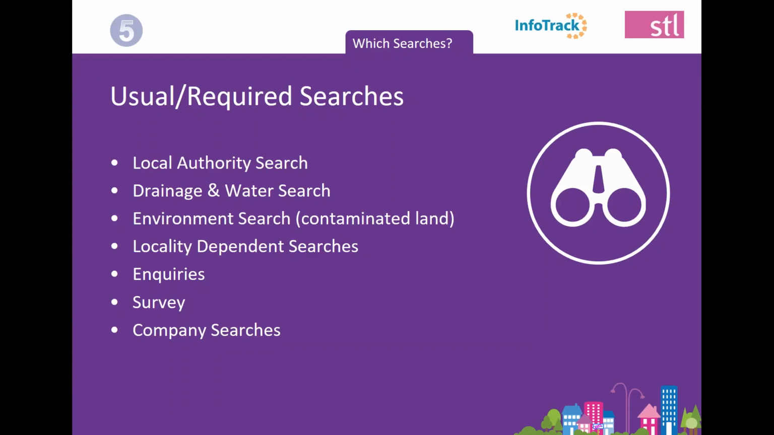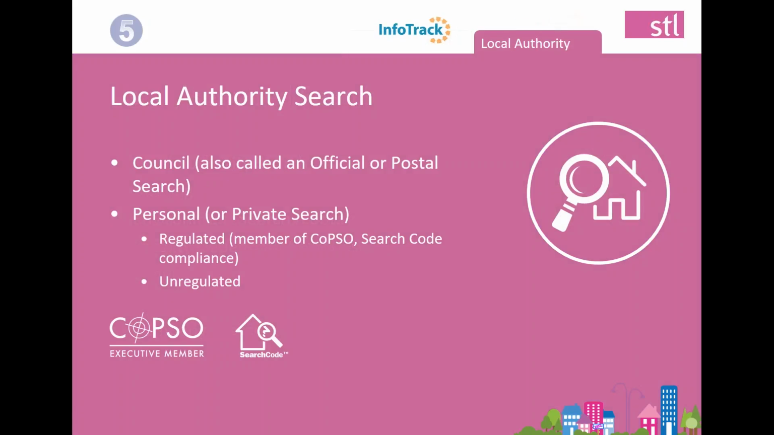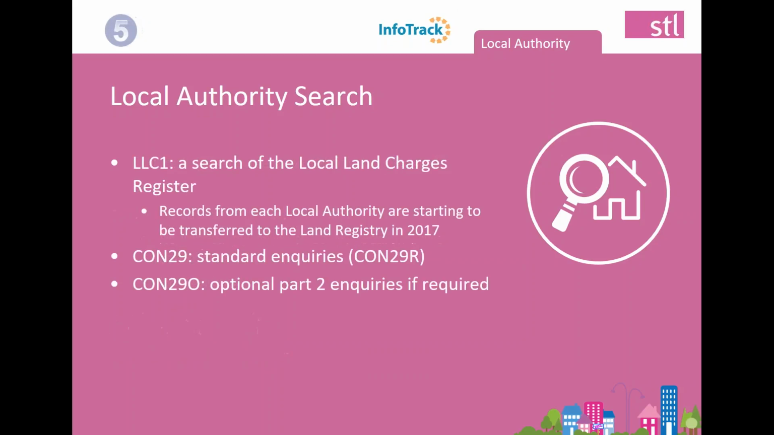So let's just break those down for a few minutes, the usual and required searches. Firstly, there's the local authority search, which you'd either get a council search, also known as an official or a postal, or you'd get a personal search. If you get your personal search through STL and via InfoTrack, then that would be a regulated personal search, which is regulated via COPSO and the search code. And the local authority search is divided into 3 parts, which is the LLC1, the land charges.